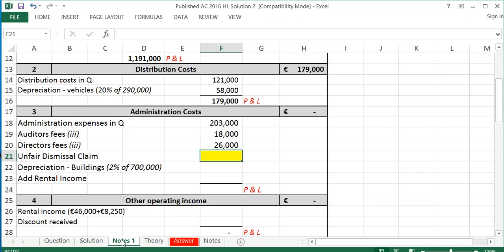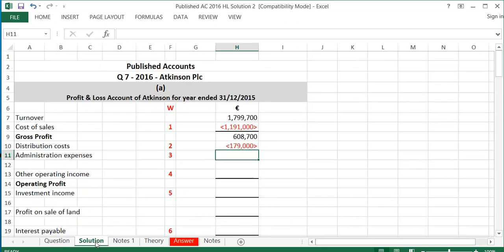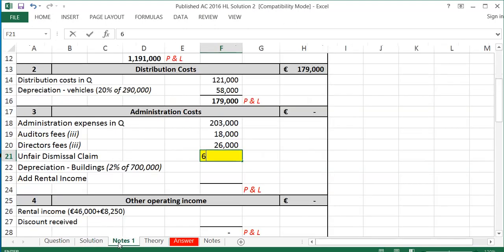Now, the next thing isn't in all of these published account questions, but it is here. So we'll have to look at this unfair dismissal claim. Note 7 to the accounts says that a former employee has made a claim of 60,000 for unfair dismissal. The company's legal advisors have advised that the company will probably be liable for the full amount. So because we're going to be probably liable for the full amount, it will be prudent to put these 60,000 into the accounts. So this 60,000 will have to go in admin expenses. So the unfair dismissal claim 60,000 will go in there.